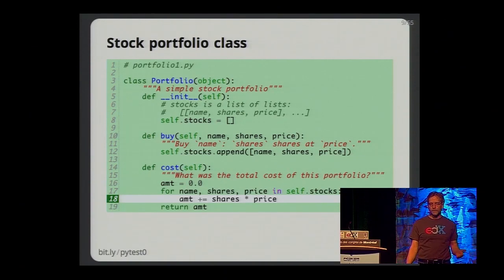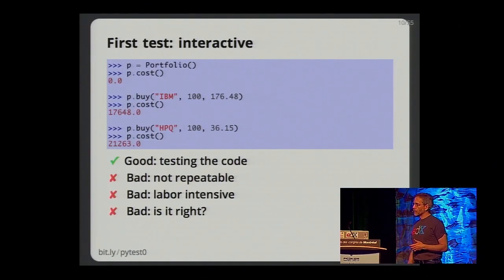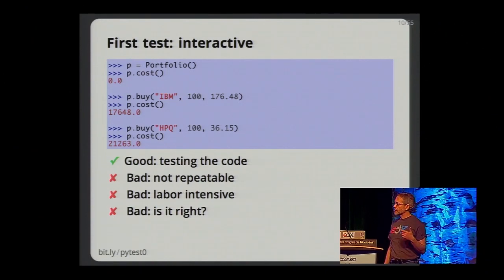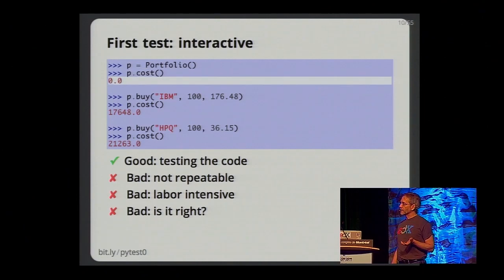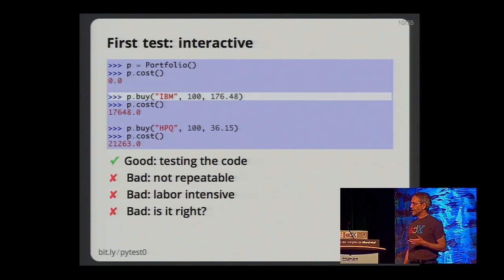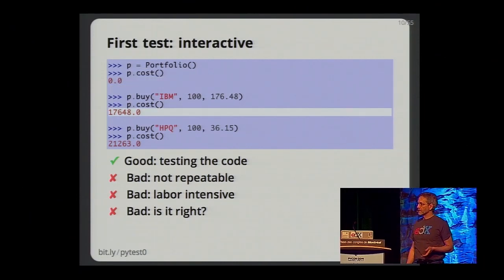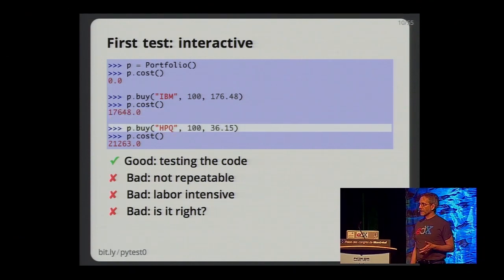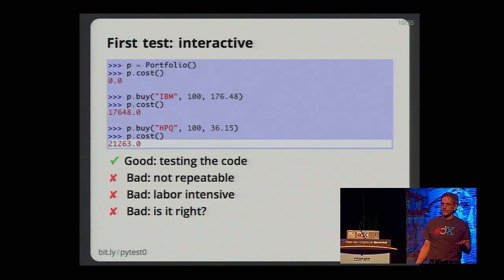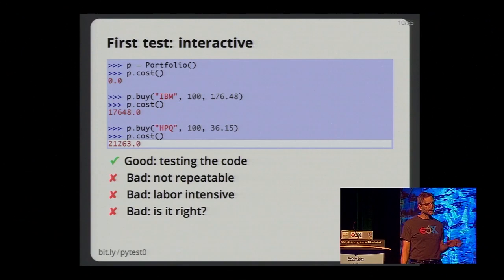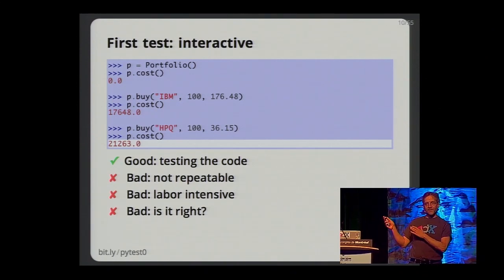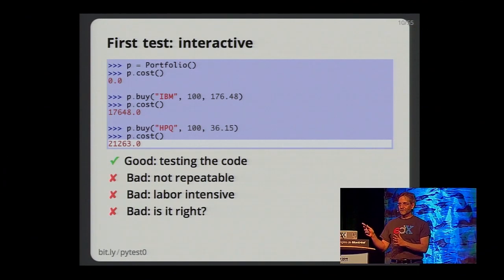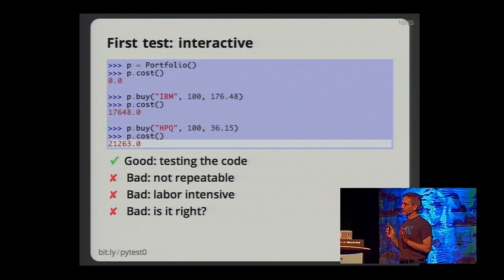Very simple code. How do we test it? Well, the first test is, you just launch the interactive interpreter and you start fooling around with it. You make an empty portfolio and you can see that its cost is 0. And then you can buy 100 shares of IBM stock and you see that the cost has gone up. And then you buy 100 shares of HP stock and the cost has gone up some more. So this is really good. The good thing here is we're testing our code. Let's be honest, there are developers who have not gotten this far, right? So right off the bat, let's just congratulate ourselves that we are actually testing our code.